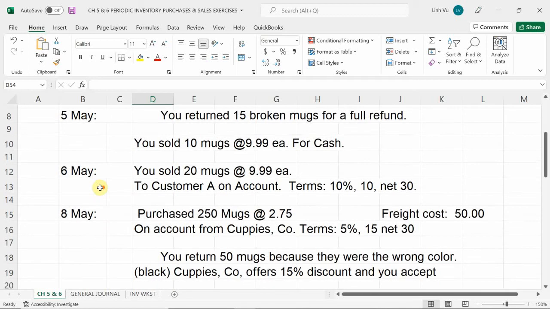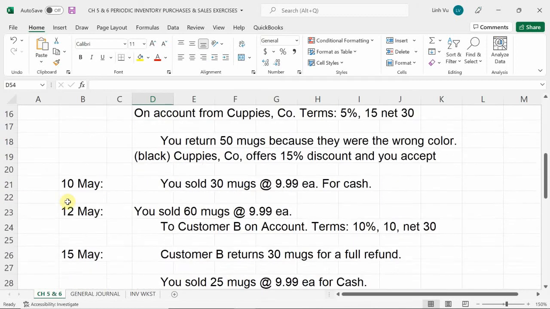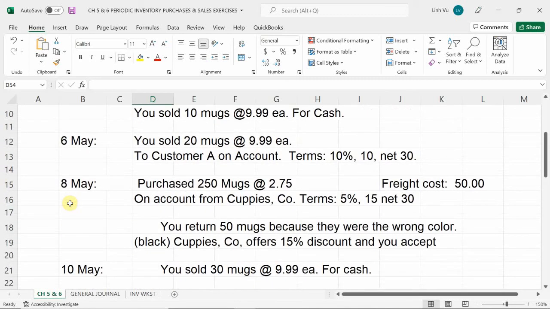So then May 8th rolls around and we end up purchasing an additional 250 mugs at $2.75 each, with the freight costing $50. Okay? And here we place it on an account from Cuppies Co., which gave us separate terms: 5% if we pay within 15 days. If not, it's due in 30. So we end up purchasing 250 more mugs at $2.75 each, with a freight of 50. Okay.